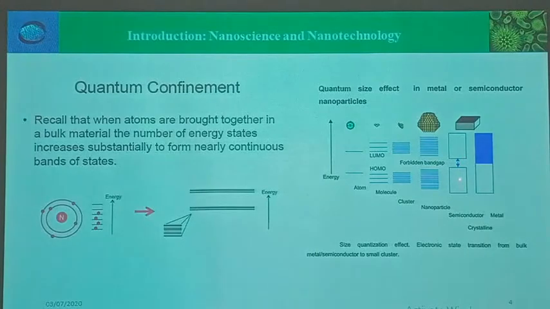So here is the conduction band of a semiconductor, and here is the valence band of the semiconductor. When you go to the nanoparticle level, what we observe is that the conduction band and valence band energy levels are not in continuous form, but they get separated into discrete form. So you can observe here the lines in discrete form.